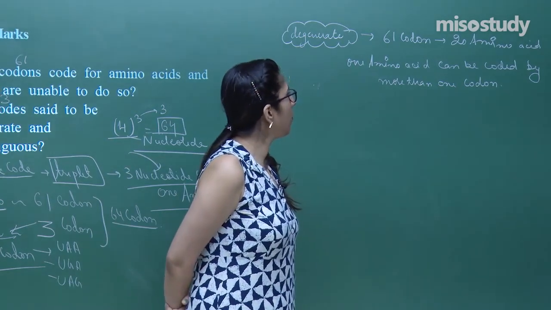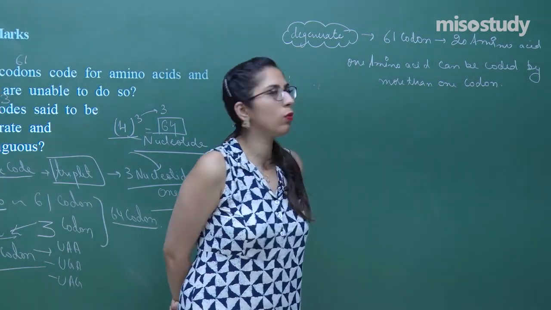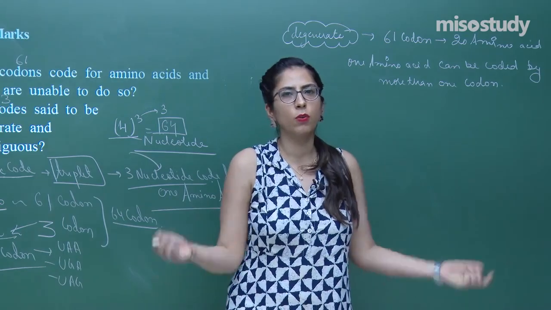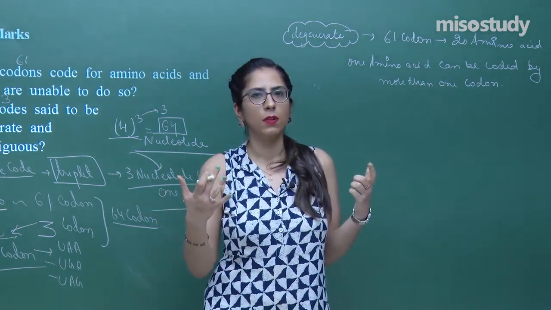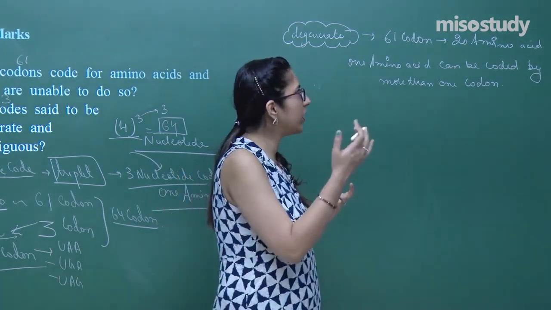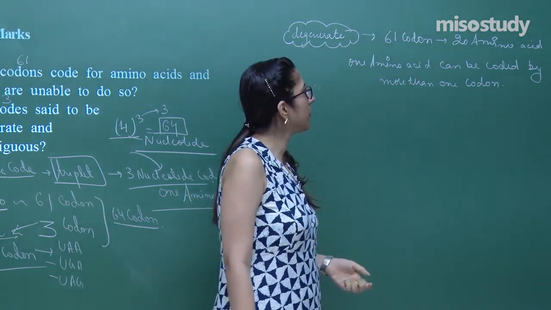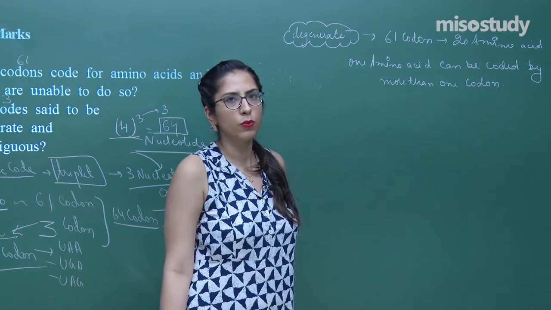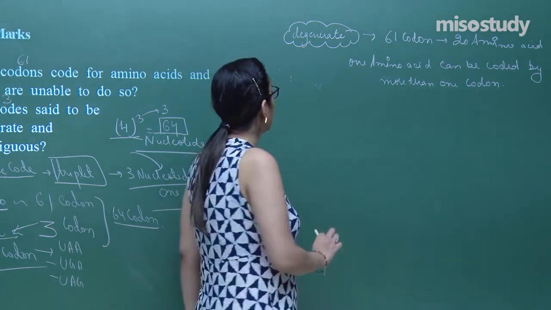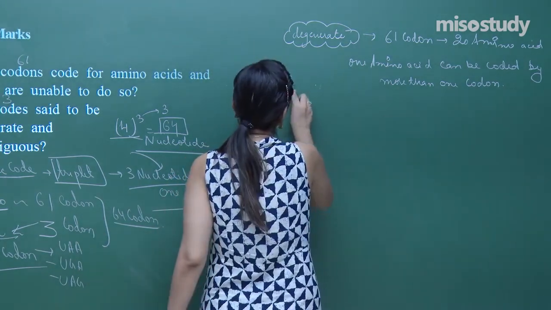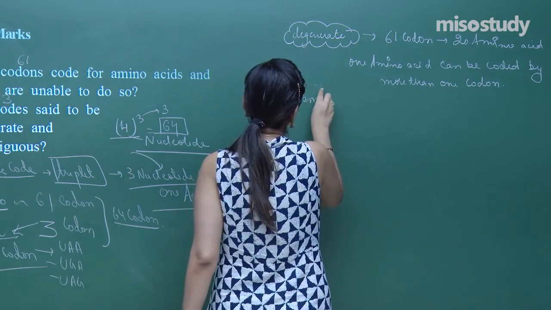So because we have to code only 20 amino acids, and we have more codons than that, one amino acid can be coded by more than one codon. This is called degeneracy. Now, another question says, unambiguous.